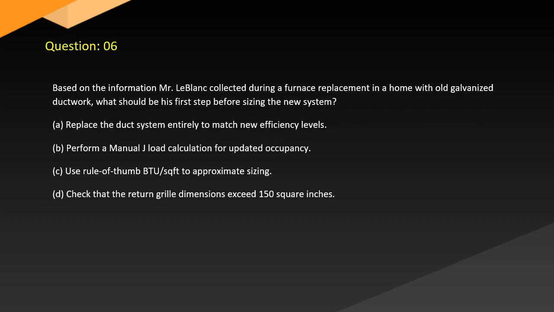Question 6. Based on the information Mr. LeBlanc collected during a furnace replacement in a home with old galvanized ductwork, what should be his first step before sizing the new system? A. Replace the duct system entirely to match new efficiency levels. B. Perform a Manual J load calculation for updated occupancy. C. Use rule-of-thumb BTUs to approximate sizing. D. Check that the return grille dimensions exceed 150 square inches.